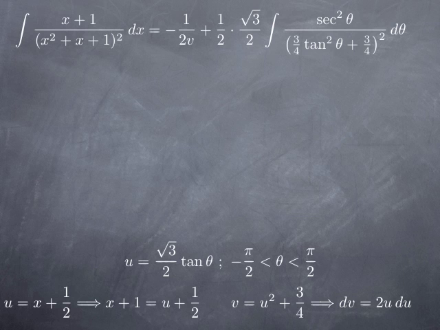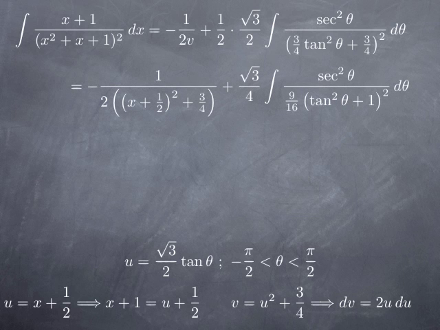Okay, now if I replace v by its value, v was u squared plus 3/4, and I replace u by its value, so now 1/2v is really 1/2 times x plus 1/2 squared plus 3/4. On the other hand, when I multiply 1/2 by √3/2, I get √3/4. And then if I pull out the factor 3/4 outside of my square, I get 9/16. And inside the parentheses, I now have tangent square theta plus 1.